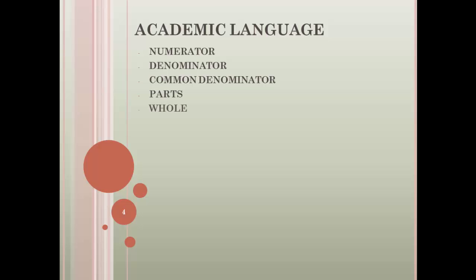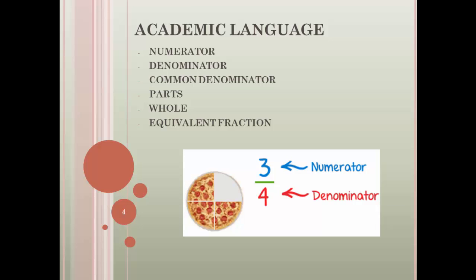Now, the next 2 are parts and whole, and fractions themselves are parts of a whole, and the bottom number, again, the denominator, says how many parts the whole is divided into, while the top number, the numerator, says how many parts we have total. And this last one, equivalent fraction, is just 2 fractions that are equal. So in this example, 3/4 would have the equivalent fraction of 6/8, for example, and 1/2 could equal 2/4.